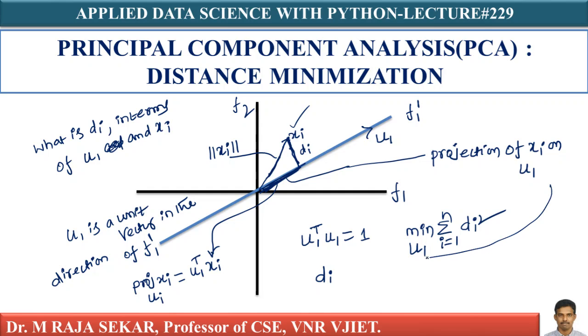By now, we know this length, that is u1 transpose xi. We know this length, that is norm xi. According to Pythagoras theorem, norm xi, this hypotenuse, whole square equals di square plus u1 transpose xi whole square.